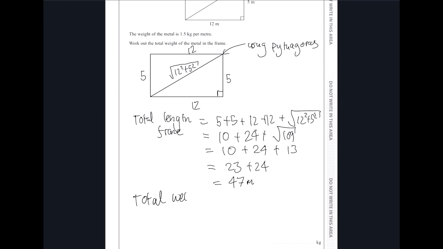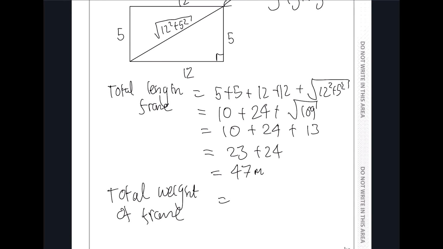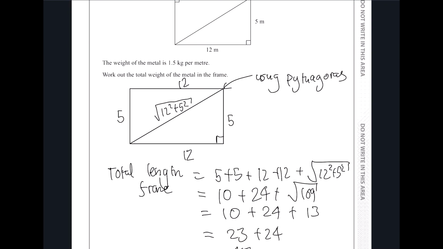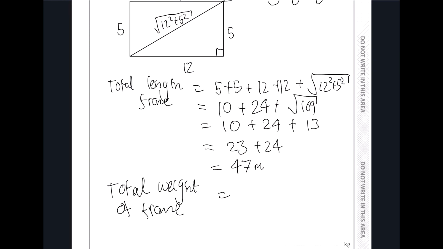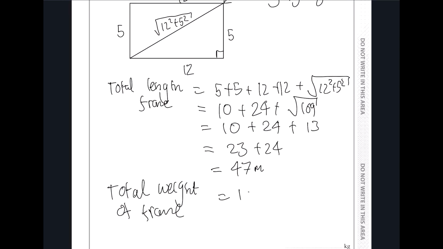The total weight would just be the total length times the weight per meter. And so we have 1.5 kg per meter, and we have 47 of them. So the total weight would be 1.5 times 47. Let's do that. And if we do that, 1 times 40 is 40.